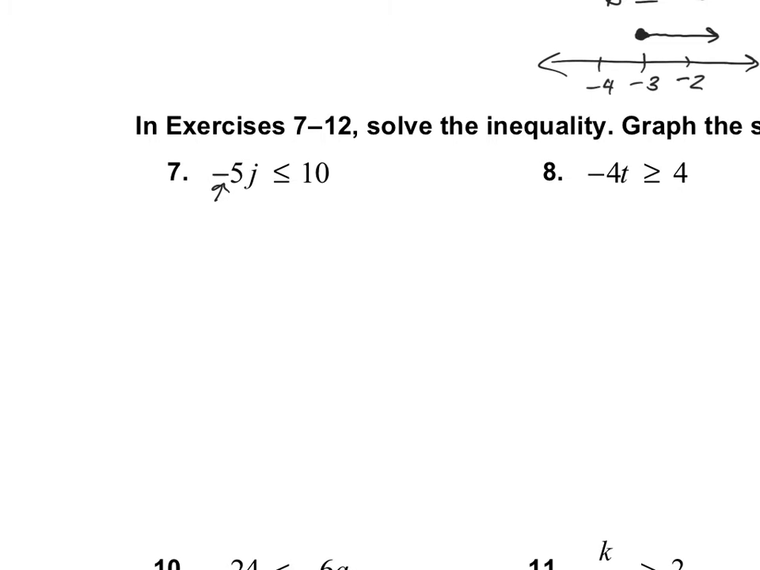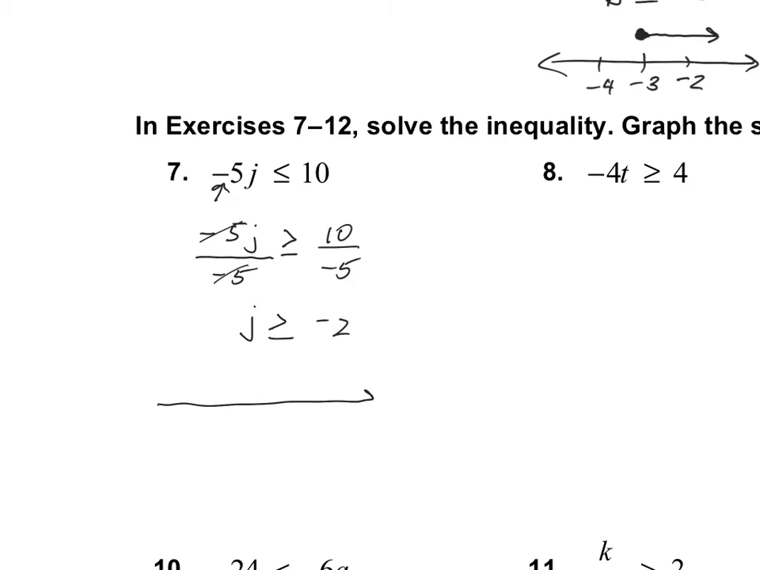So now the rule comes into play. We have to remember that dividing by -5 means that our sign is going to switch. So let me recopy this down. I'm going to switch the sign by dividing by -5. And that causes the sign to switch. And then I just solve. J now is greater than or equal to -2.